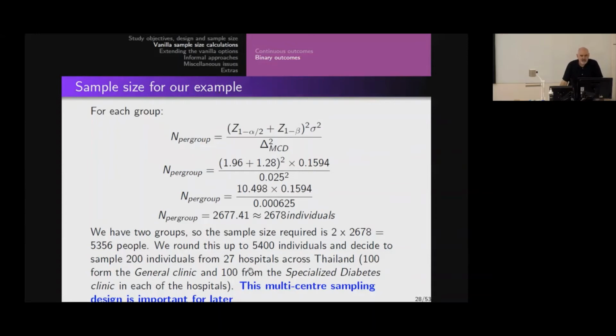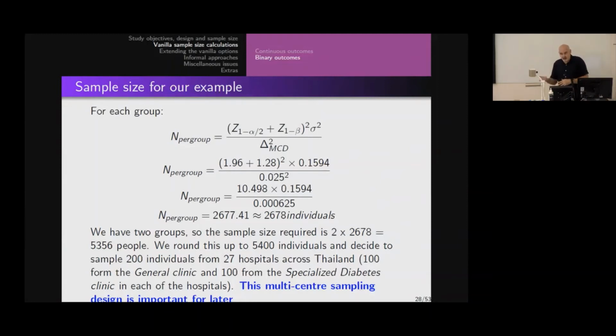Okay, so we're going to round this up to 5,400 individuals. And how are we going to do this? We're actually going to sample 200 patients from 27 hospitals across Thailand. At each hospital, we're going to get 100 patients from the general medical clinic and 100 patients from the specialised diabetes clinics at each hospital, okay? Now, I want you to notice this for later, because this is actually an example of a multi-centre trial.